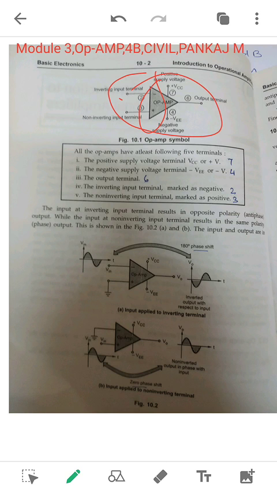Let us see what is the meaning of the inverting and non-inverting operational amplifier. Here you can see, observe the second block.